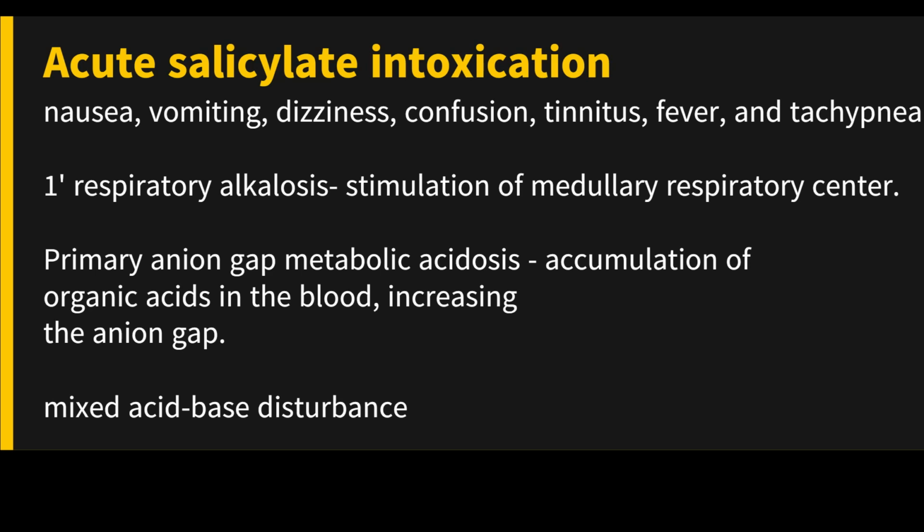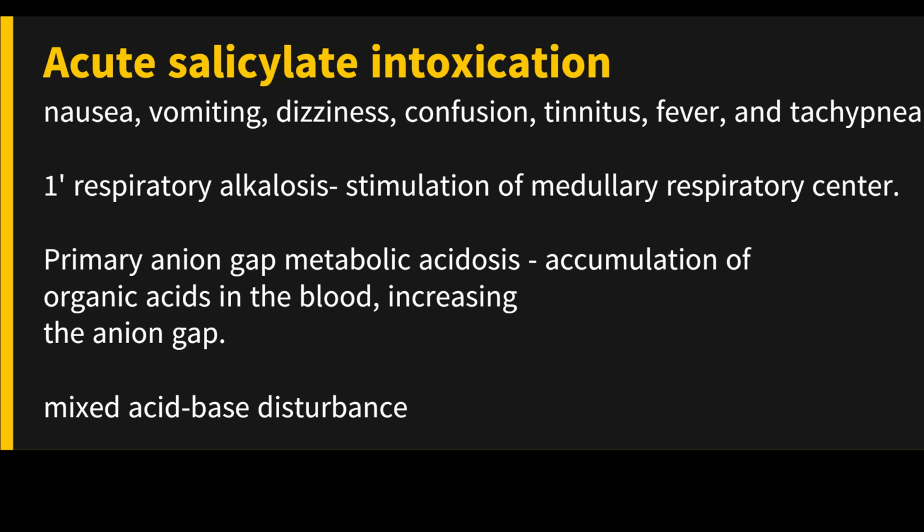Primary respiratory alkalosis occurs because salicylates directly stimulate the medullary respiratory center, resulting in increased ventilation and loss of carbon dioxide in the expired air. Primary anion gap metabolic acidosis develops because toxic salicylate levels increase lipolysis, uncouple oxidative phosphorylation, and inhibit the citric acid cycle. This results in the accumulation of unmeasured organic acids in the blood, for example ketoacids and lactate, increasing the anion gap.